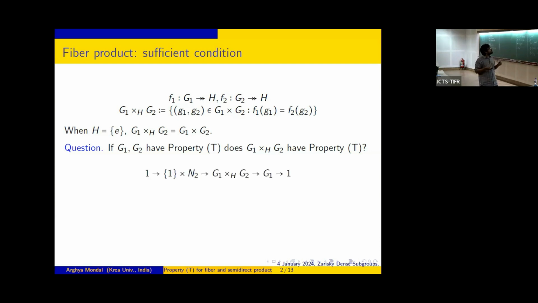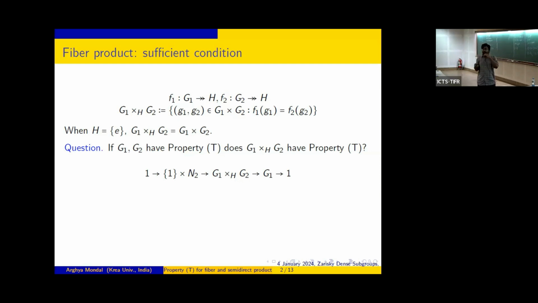To say that, let me first note that the fiber product can always be put in a short exact sequence like this. And it is known, a general result on property T says that if you have a short exact sequence in which the quotient group has property T, and the pair consisting of the middle group and the kernel has relative property T, then the middle group will also have property T.